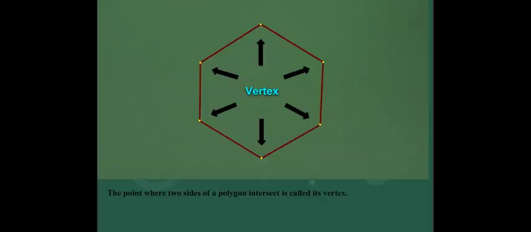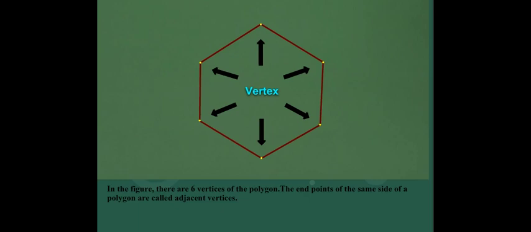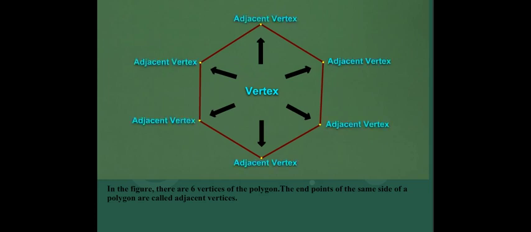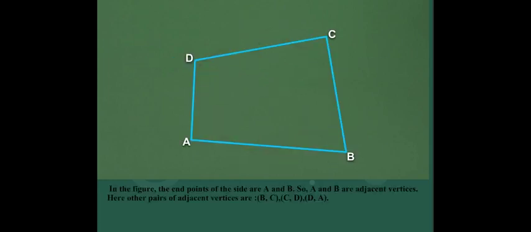The point where 2 sides of a polygon intersect is called its vertex. In the figure, there are 6 vertices of the polygon. The end points of the same side of a polygon are called adjacent vertices. In the figure, the end points of the side AB are A and B. So A and B are adjacent vertices. Here other pairs of adjacent vertices are BC, CD and DA.